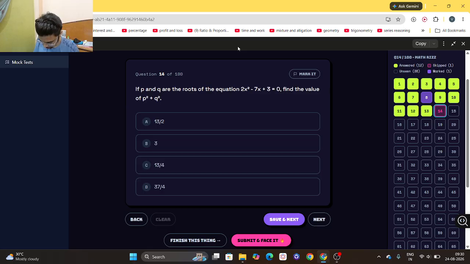And this becomes p plus q is minus b upon a, 7 by 2. And pq is c upon a, so 3 by 2. So basically, p plus q whole square is equal to p square plus q square plus 2pq. 49 upon 4 is equal to p square plus q square plus 3. 49 upon 4 minus 3 is equal to p square plus q square. 37 by 4.